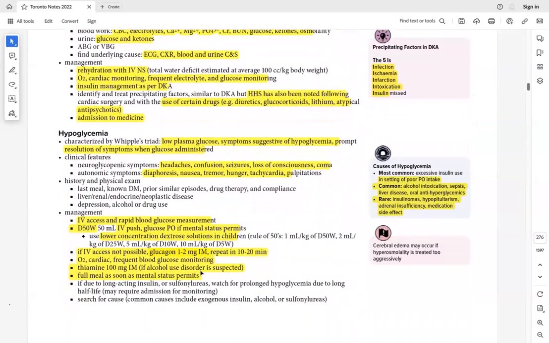Hypoglycemia: the patient will present with hypoglycemia. What is the treatment? If the patient is conscious and can take fluids, we will give them some oral glucose, fruit juices. If the patient is unconscious and cannot take anything orally, we will give them IM glucagon or IV glucose.